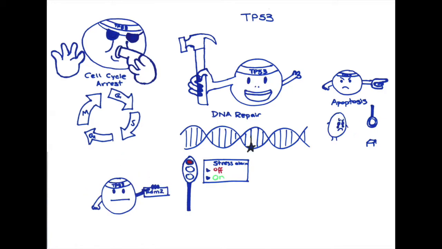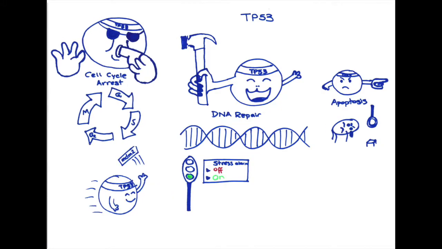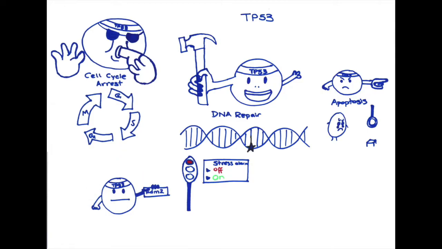TP53 is a crucial protein involved in cell cycle arrest, DNA repair and apoptosis, and is a nuclear phosphoprotein that targets specific genes and acts as a transcriptional regulator. TP53 is a protein bound to MDM2 that remains inactive, but with a buildup of stress, TP53 becomes phosphorylated and activated by the inhibition of MDM2.